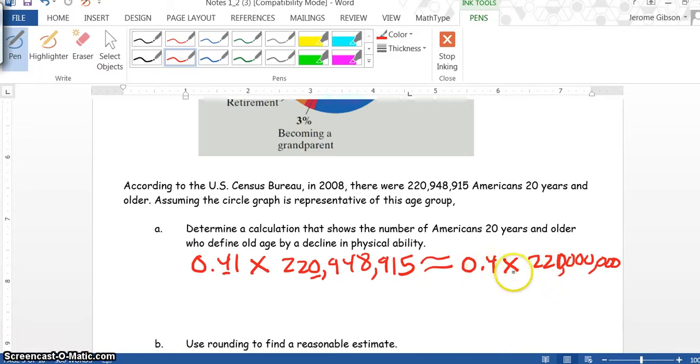So we would take 0.4 times 220 million, and that would give us 88 million. So our answer basically is approximately 88 million Americans 20 years and older define old age by a decline in physical ability.